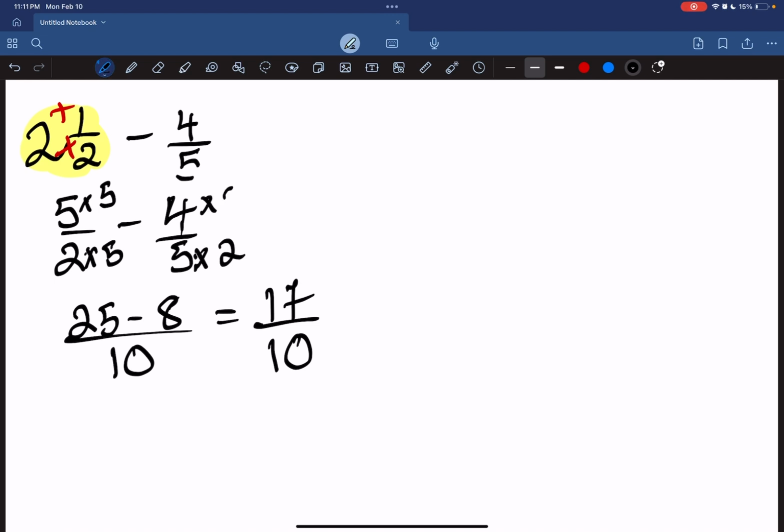Anything done to the denominator, do to the numerator. So multiply by 2 also. And then 4 times 2, that's going to give us 8. Do our normal thing, carry down our denominator, subtract our numerators. And that's how I got my 10 right there.